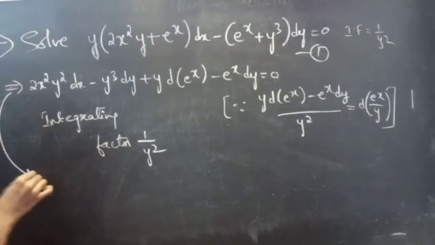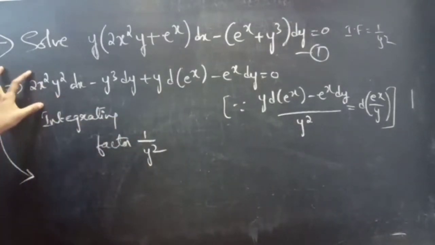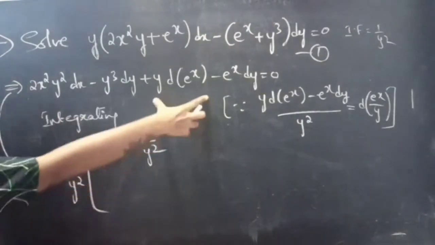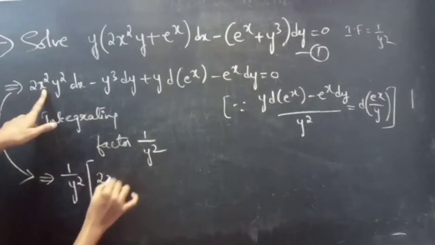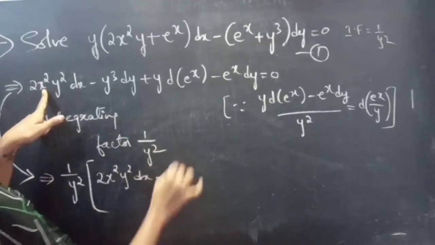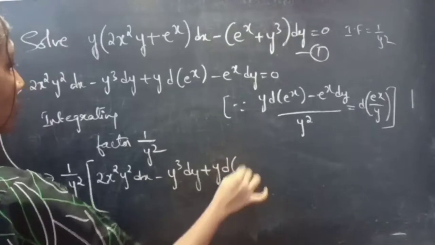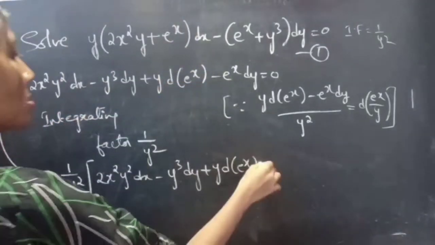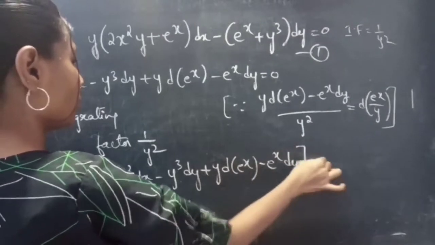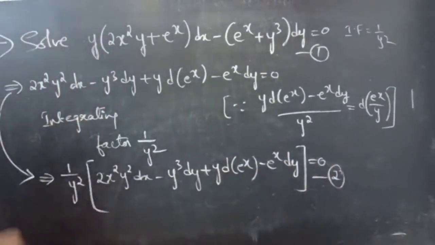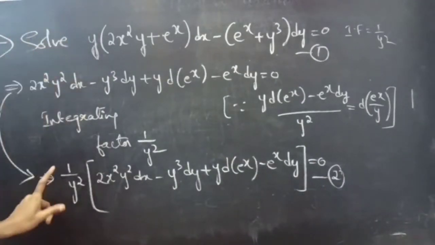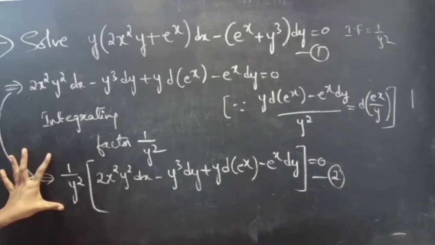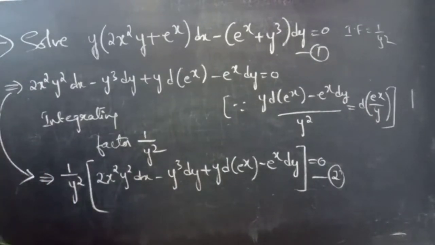Now multiply the integrating factor to this equation. Then the above equation becomes 1 by y² into 2x² y² dx minus y³ dy plus y into d(e^x), in the sense y into e^x dx, minus e^x dy equals 0, considered as equation 2. So the given equation, which is multiplied by the integrating factor 1 by y², will be an exact equation. We'll show you later whether this equation 2 is exact or not.